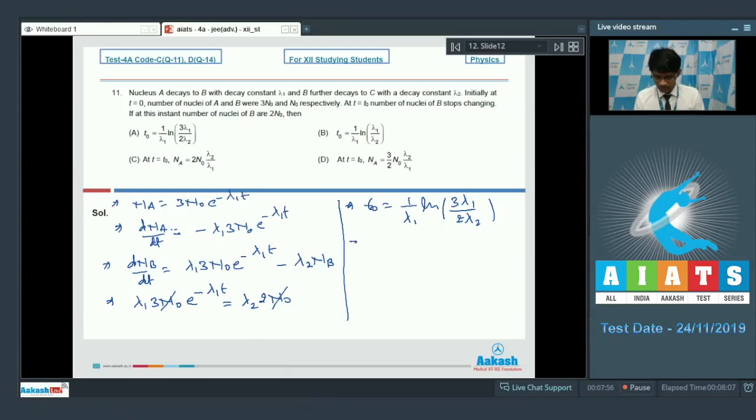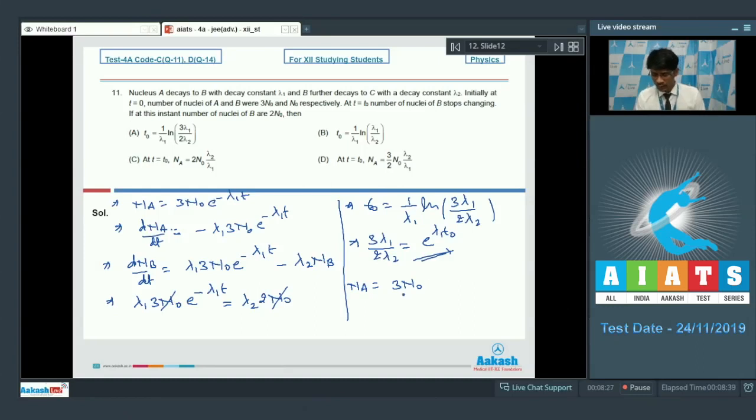So now on this part, in fact, I calculated it from here itself. 3 lambda 1 divided by 2 lambda 2 was taken as e to the power lambda 1 times T0. Fine. Putting this value now, I'll be getting the value of NA from this equation. Just replace this value here. NA at that time will be 3n0 e to the power minus lambda 1 T0.